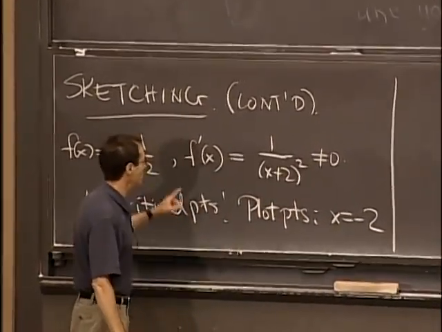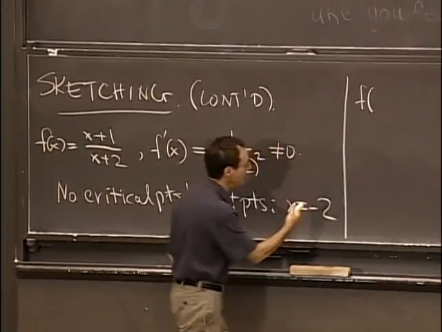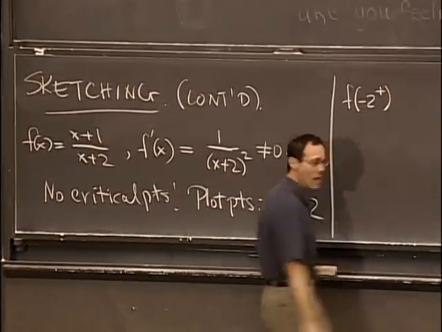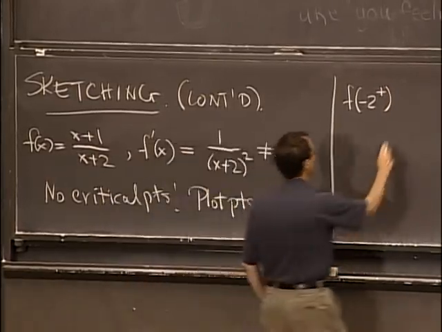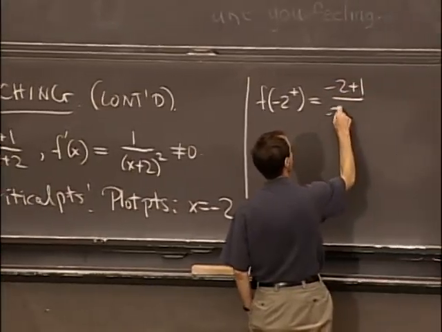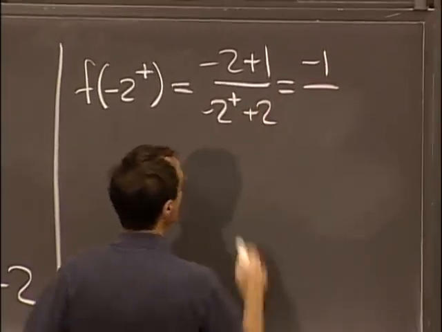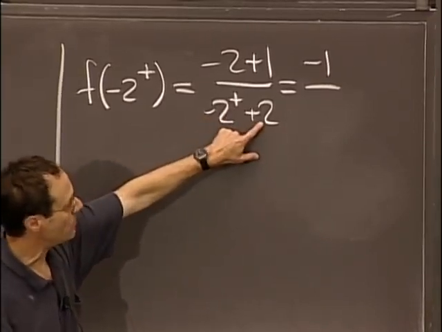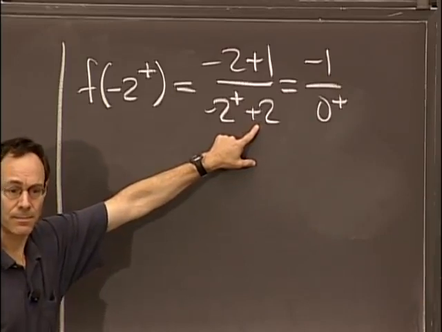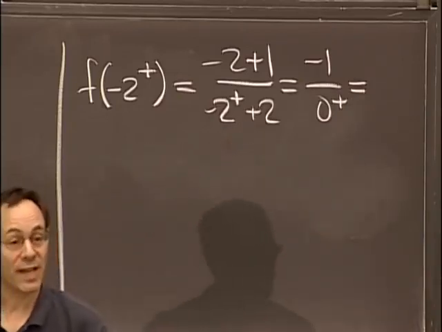Well, you have to think about it for a second, and I'll introduce some new notation when I do it. If I evaluate the function at this place, actually I can't do it. I have to do it from the left and the right. So if I plug in -2 on the positive side, from the right, that's going to be equal to -2 plus 1 divided by -2, a little bit more than -2, plus 2, which is -1 divided by, now this denominator is -2, a little more than that, plus 2, so it's a little more than 0. All right? And that is, well, we'll fill that in a second.